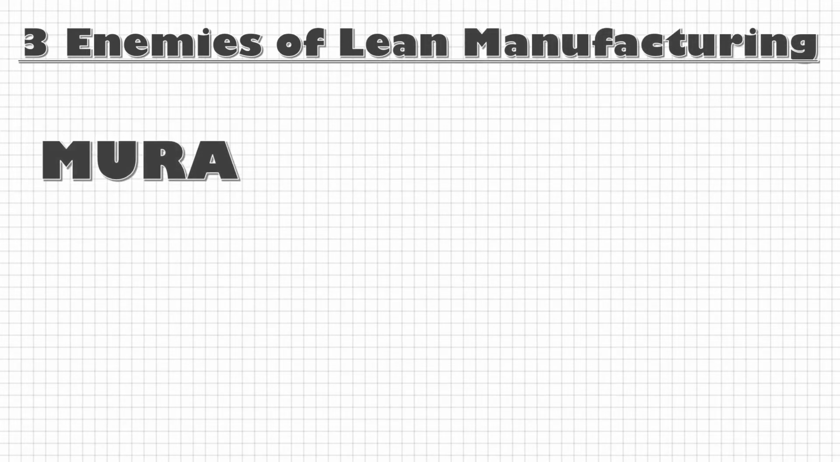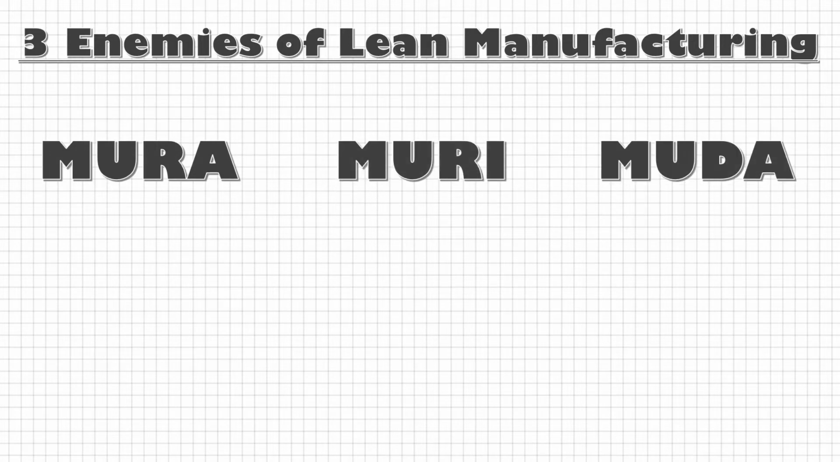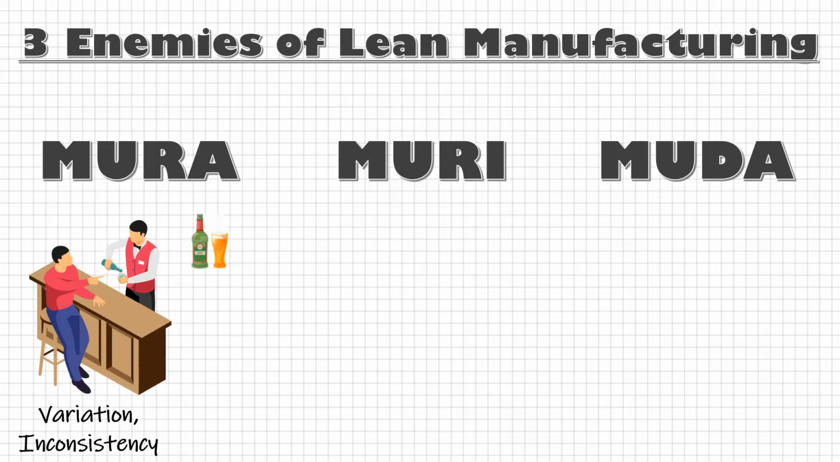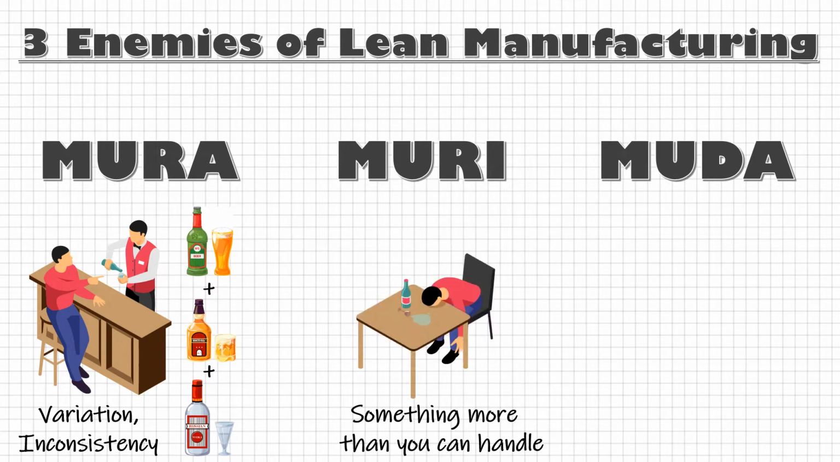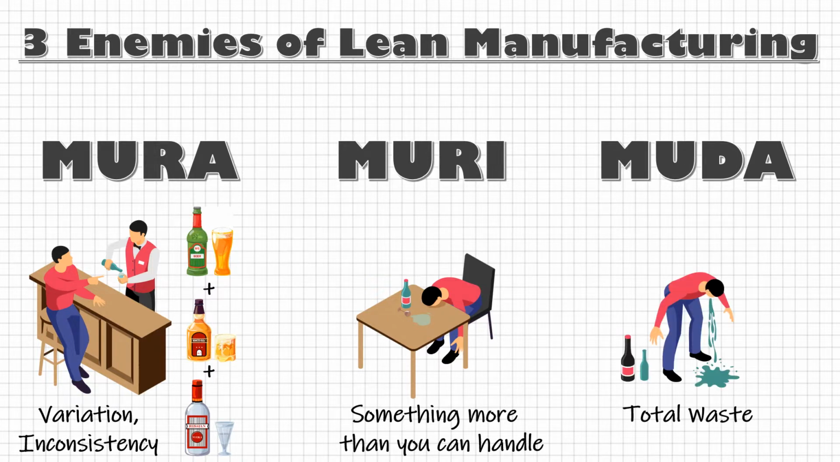The concept of lean manufacturing is developed around eliminating the three enemies of the production system: Mura, Muri, and Muda. Mura is variation, inconsistency, irregularity. Muri is overburden, unreasonable stress demanding more than justified. Muda is any activity that does not add value, total waste.